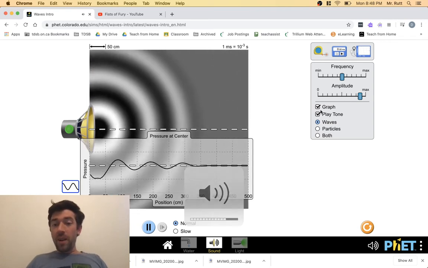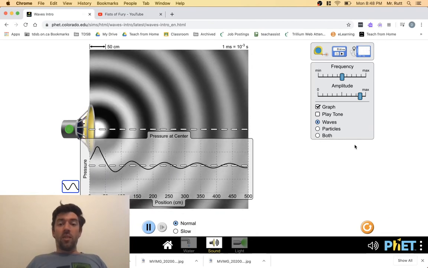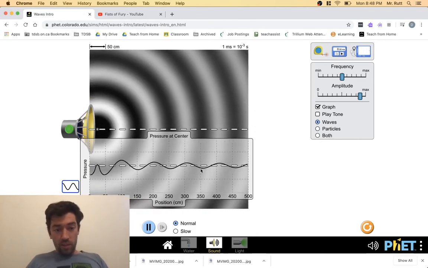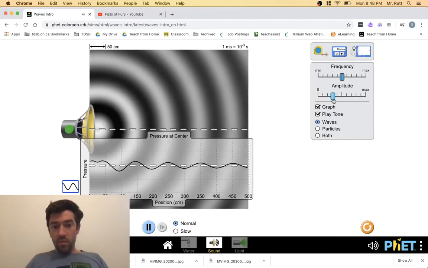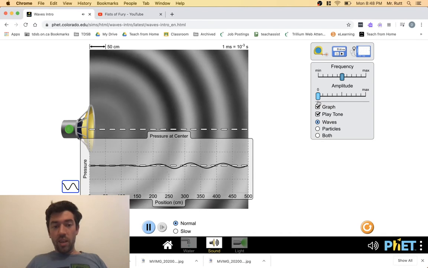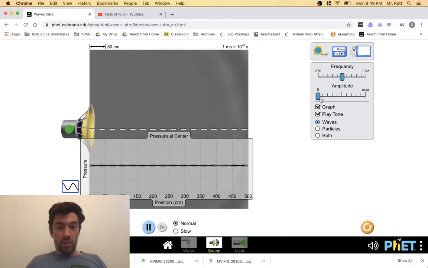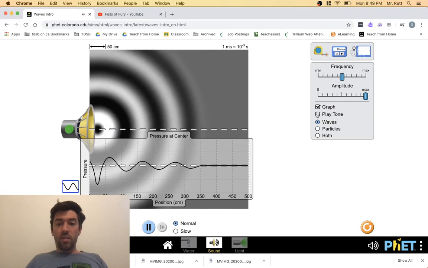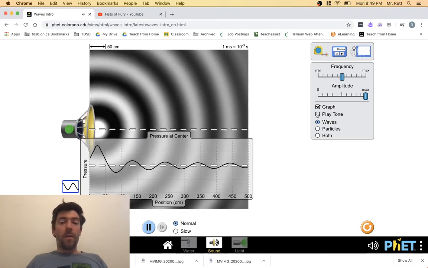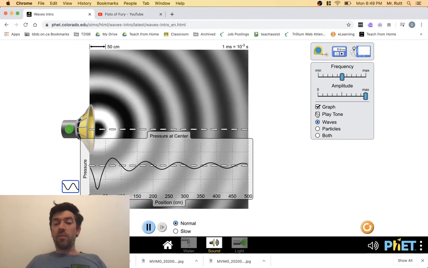Anyway, so amplitude is volume. If you look at the graph here, let me play the tone again. You can see the amplitude changing. When the amplitude gets down to nothing, you can't hear anything. So amplitude is volume. So what about frequency? Take a moment, make a prediction. What is going to happen when I change the frequency of this wave?